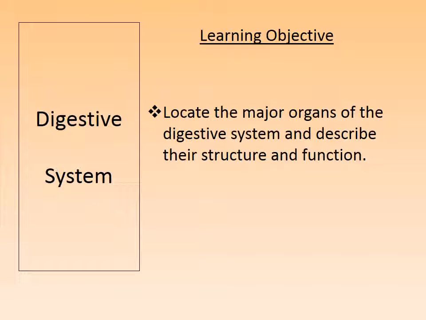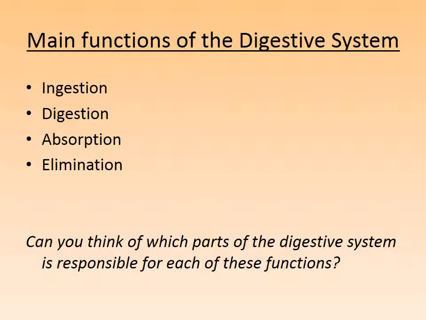In this section, the objective is to locate the major organs of the digestive system and describe their structure and function. The main functions of the digestive system are ingestion, digestion, absorption, and elimination.